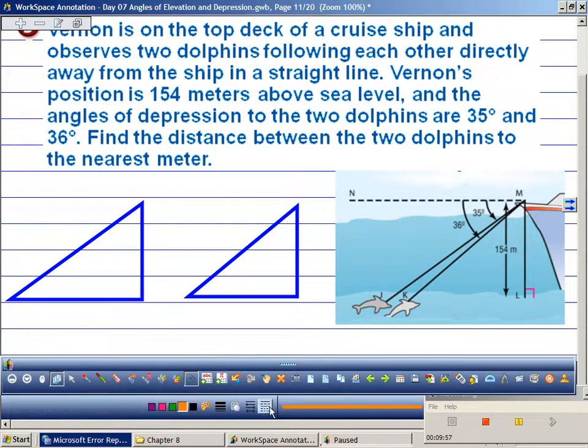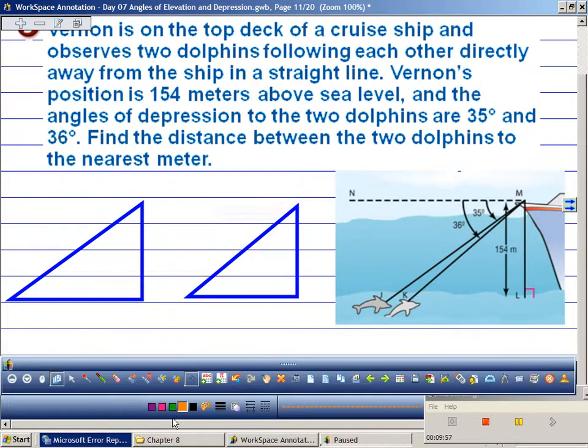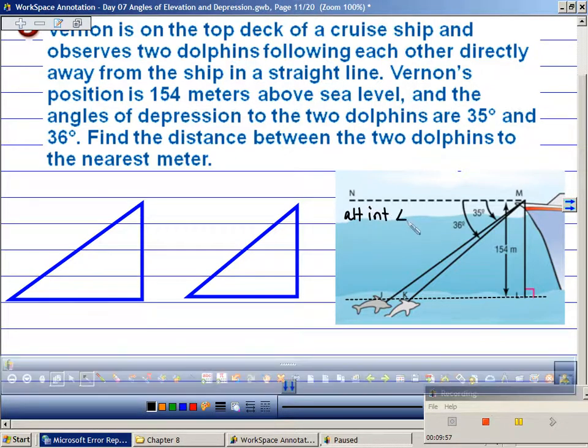Okay, let's also consider the fact that we have this line that's horizontal with this line. What's horizontal mean? Sideways. Parallel. Which also means, so, right?